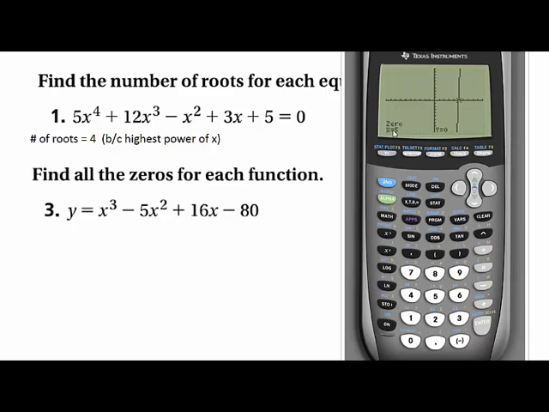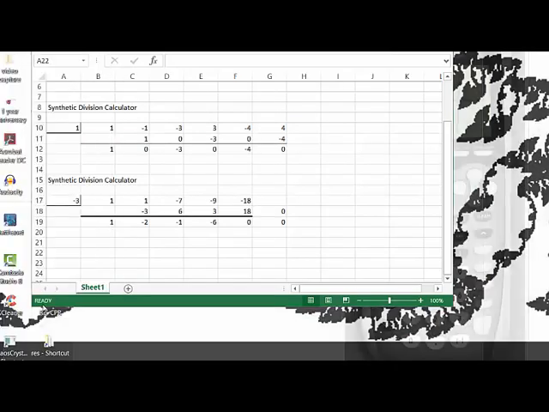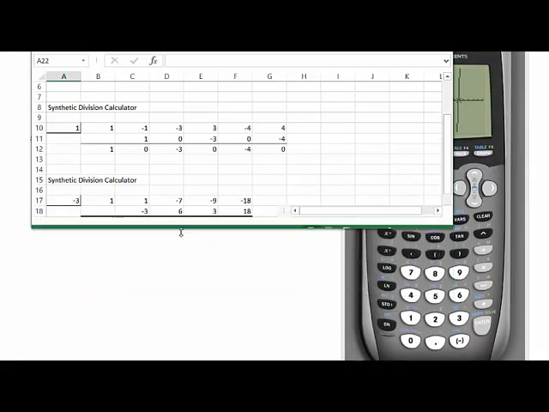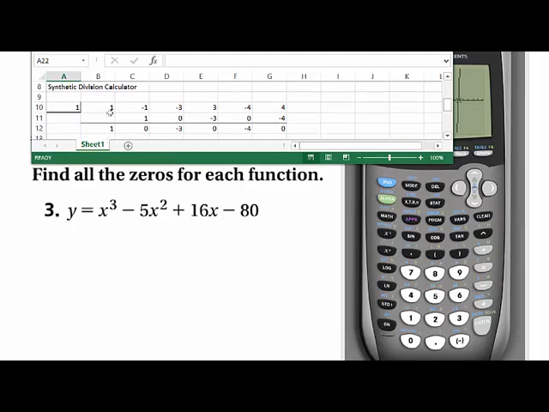What program did we write last class? Which program did we write? Synthetic division. Okay, so here's the thing. I'm going to pull up my synthetic division calculator. And here's what I'm going to type in place of this thing right here. So I'm looking at my synthetic division calculator. Inside of this thing, I'm going to put my coefficients of my polynomial: 1, starting with the lead, -5, +16, -80.